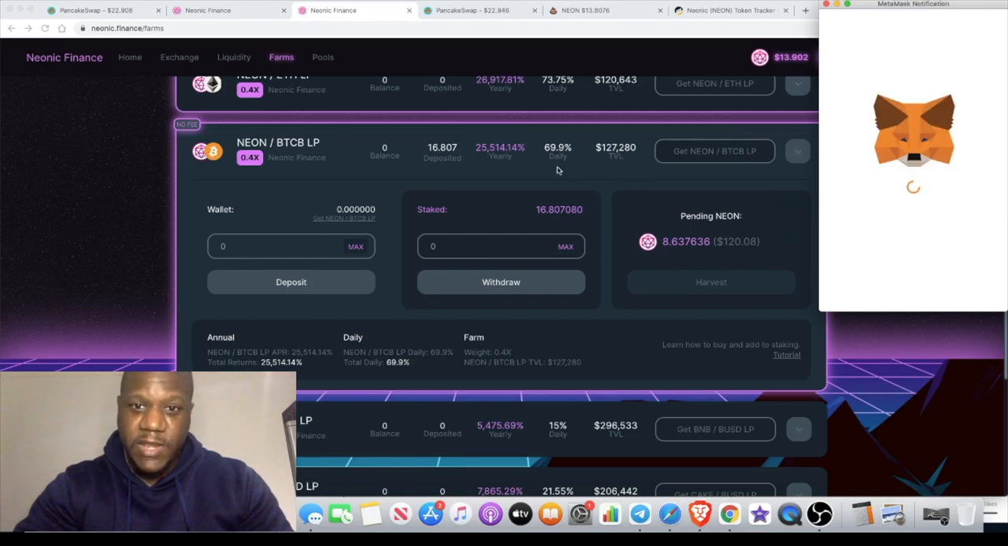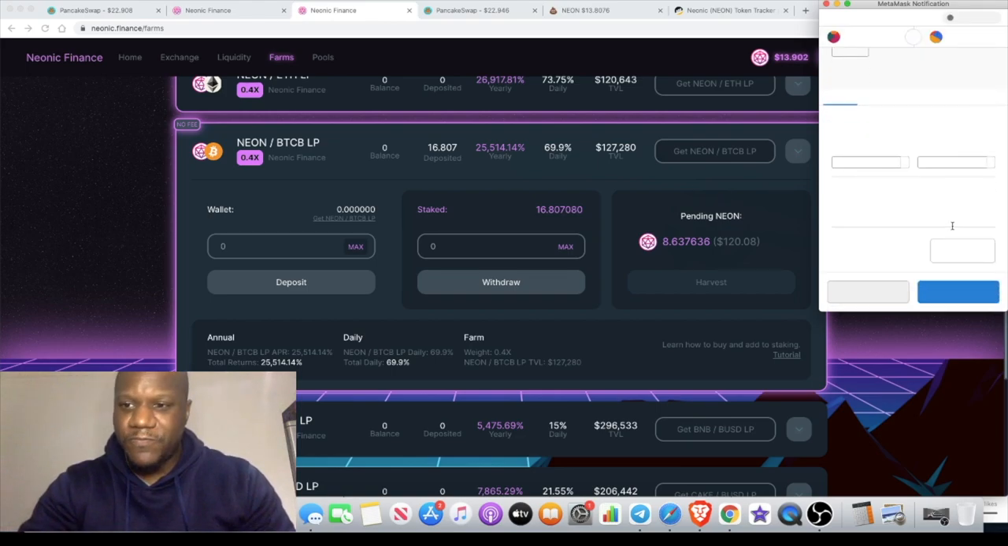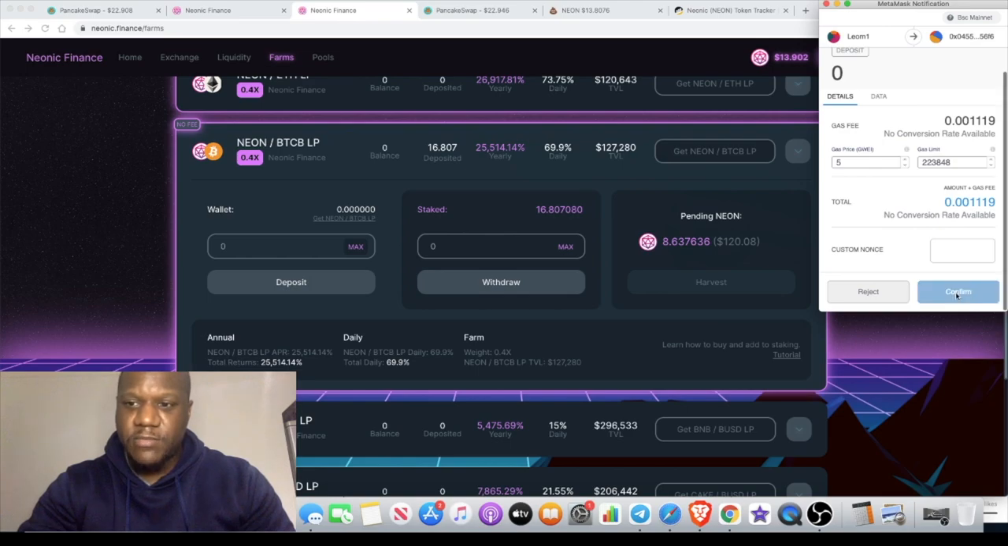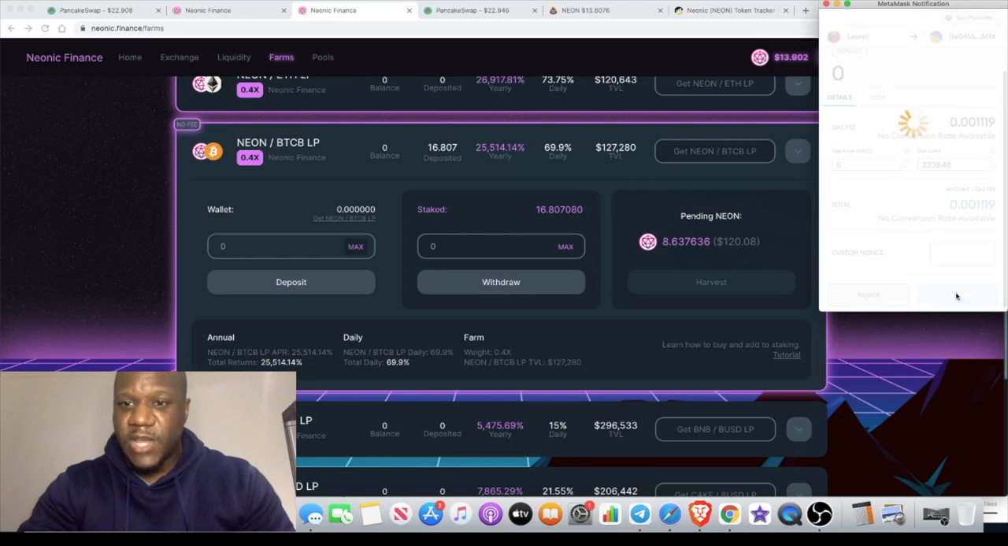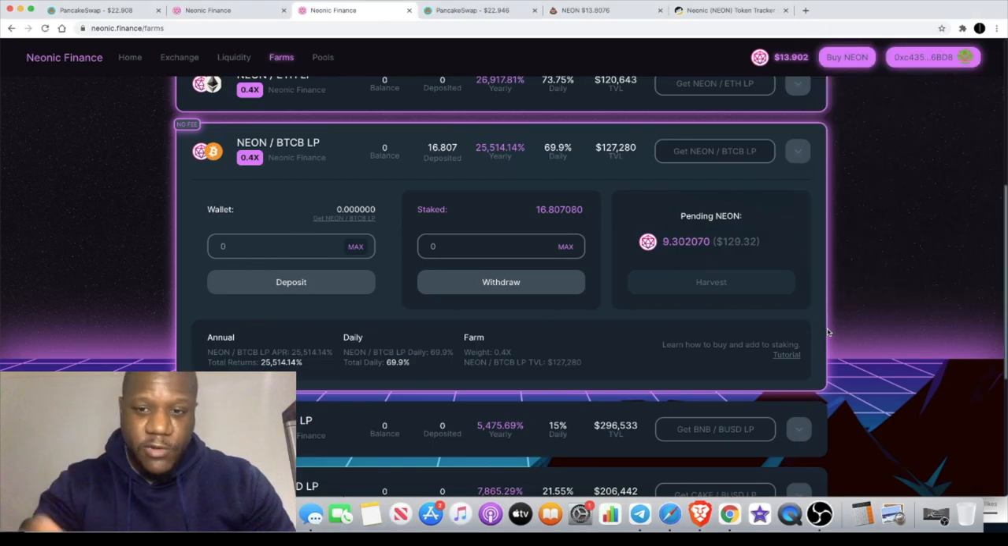Even in this pool alone, it's looking at 70% a day. When I got into the pool, it was like 114%, but obviously more people are coming into the pool, which means the daily rewards will go down as more people come in, which is completely normal. I've been getting my rewards out of this regularly, harvesting them and then swapping them back into BNB. Or you can let it build up, swap it back in, compound it, and make even more gains, guys. And it's that easy.